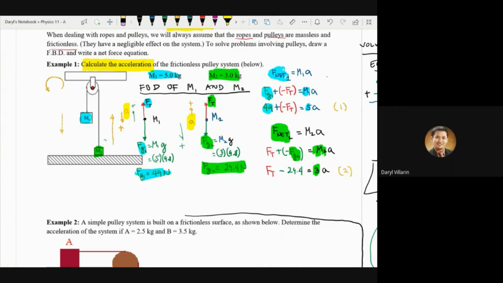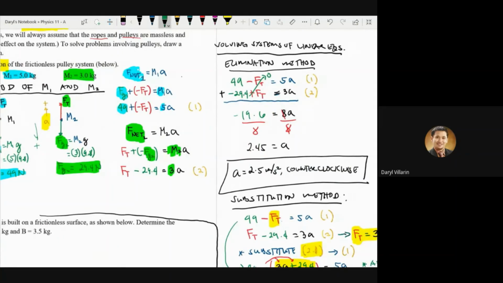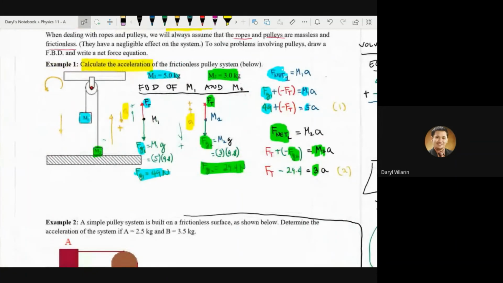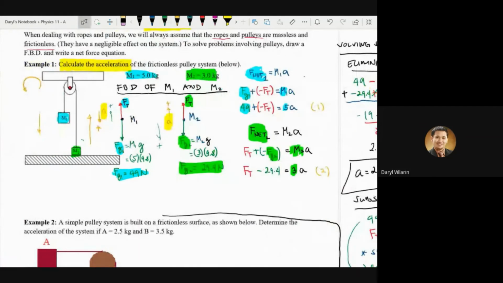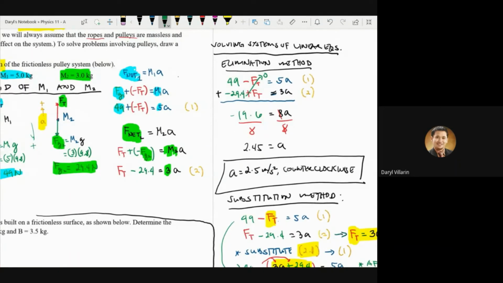But then again, if somehow you misuse the direction, don't worry, because the final answer for the acceleration that you get will be a negative value. A negative value means that I assumed the reverse direction. So if I initially assumed this would be moving clockwise, I just reverse that. What is the opposite of clockwise? Well, it would be counterclockwise. Okay.